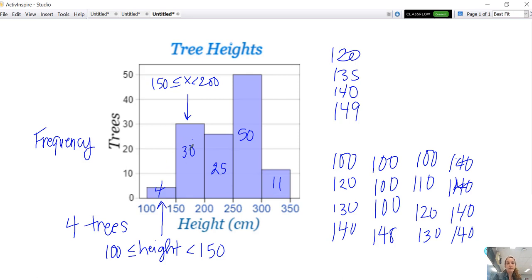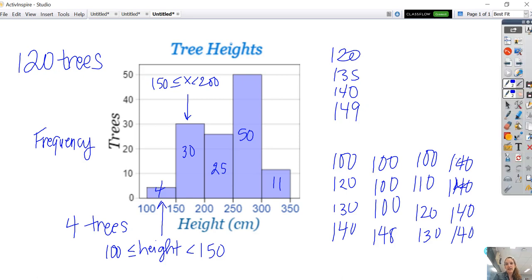So a histogram can tell us how many total trees are in our sample space. How many trees were measured? So 4 plus 30 plus 25 plus 50 plus 11 is, we have a total of 120 trees that were measured. So a histogram is different than a box plot.